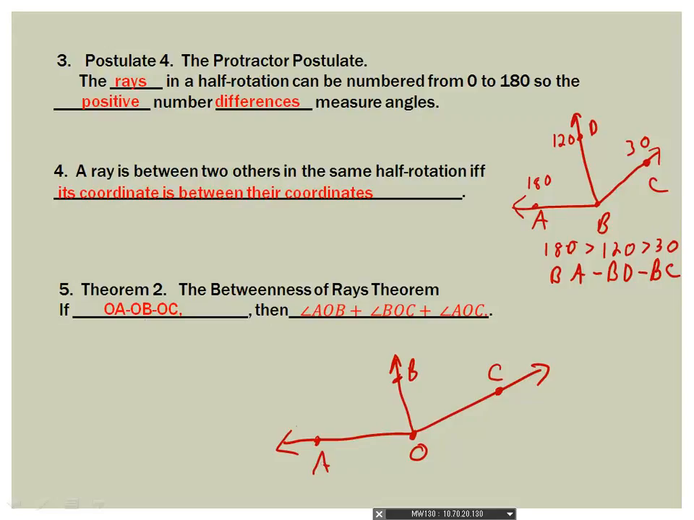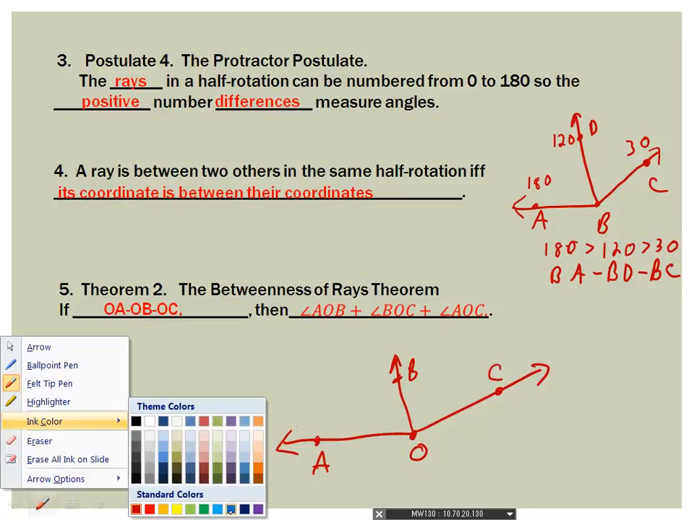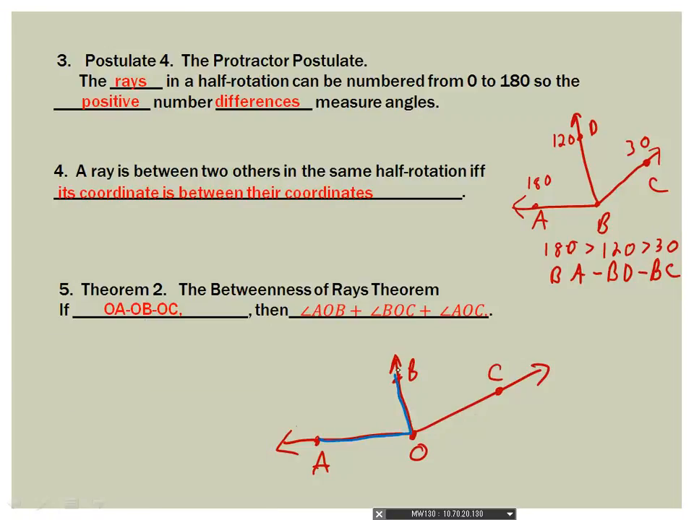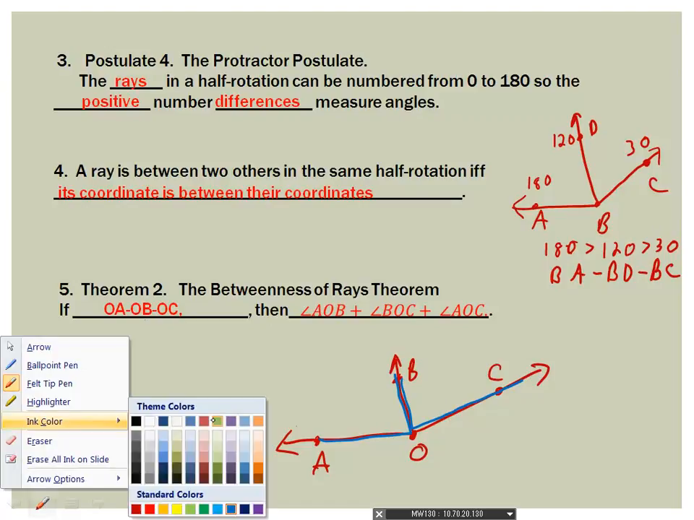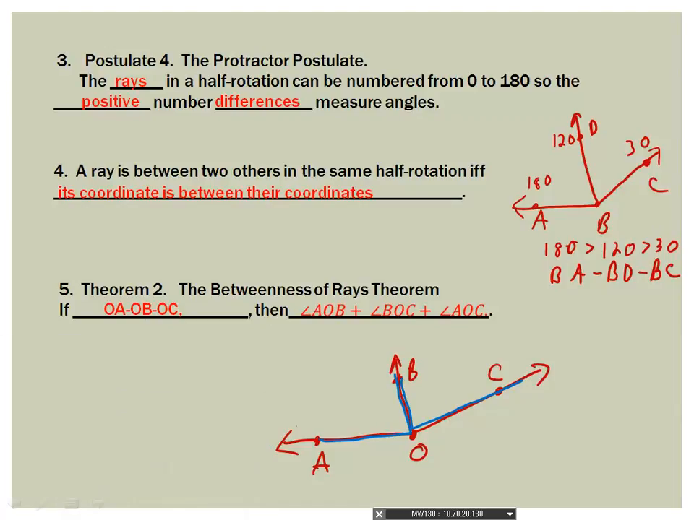So angle AOB, so that would be this angle plus angle BOC, that would be this angle, equals angle AOC. So by now you have spotted the typo that's in here. So it equals angle AOC. And there's the typo. Angle AOB plus angle BOC equals angle AOC. All right, so that's the basic part of lesson 3-3 that you need to know.